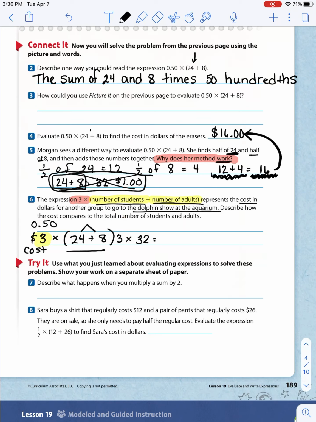So it said, describe how the cost compares to the total number of students and adults. Well, the cost is $3 per person. Okay, so you would still need to add up your number of students and adults and then $3 a person. Okay. And then in the try it, number 7, describe what happens when you multiply a sum by 2.